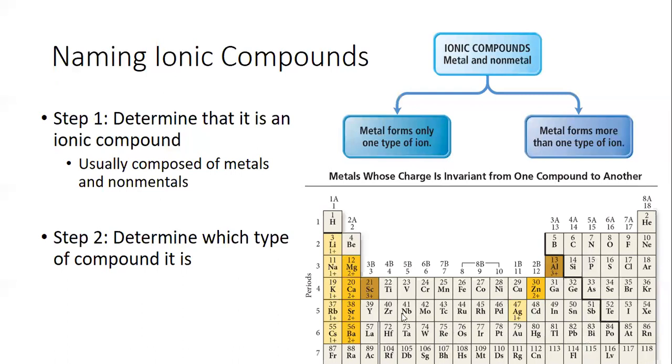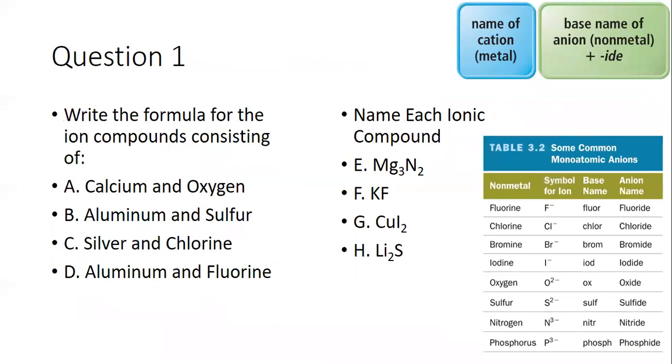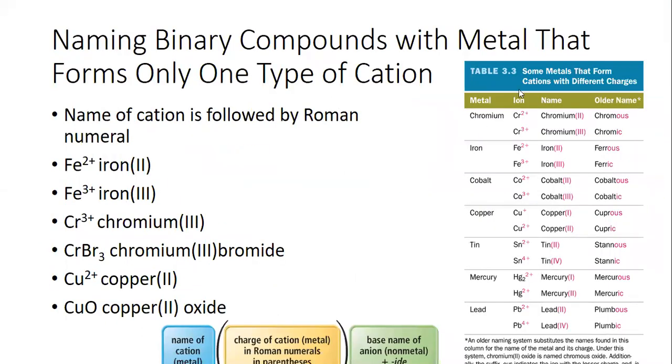anything on this periodic table that's not in column 1, not in column 2, not scandium, not aluminum, zinc, or silver. If you're a metal and not one of those, you have multiple charges. We have to know what type of metals have one charge and what type of metals have more than one.